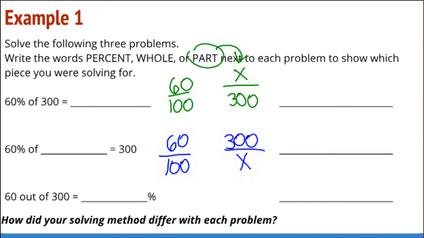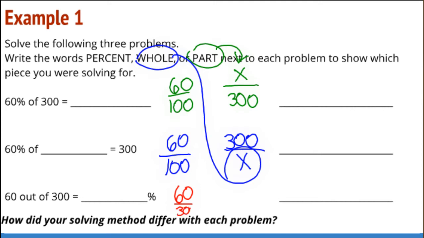So we were missing this number. We were missing the whole. And on the third one, we have 60 out of 300, 60 of 300, and we are trying to get to the percent.